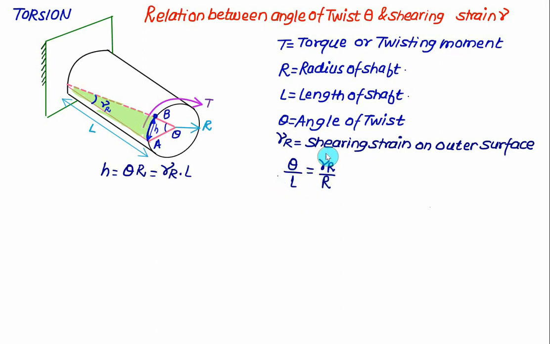Now this one is a situation where shear strain is occurring on the outer surface. Now what exactly happens if I consider the inner core at any radius r? Whether the value of theta will change or the value of gamma R will change, that is, the shear strain will change if I take the inside core. That we will verify, and then we'll make a generalized equation for shear strain.